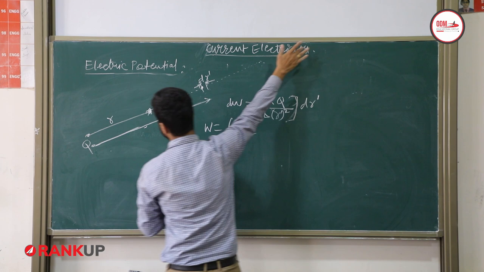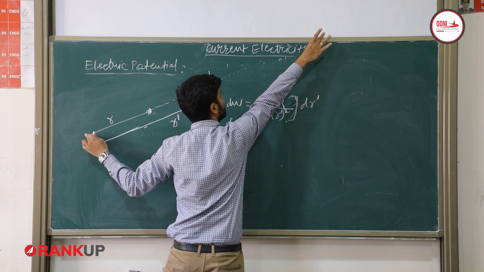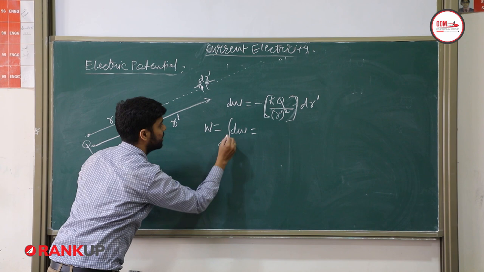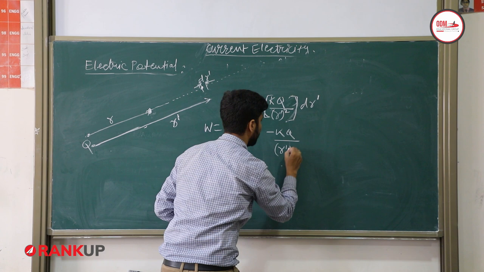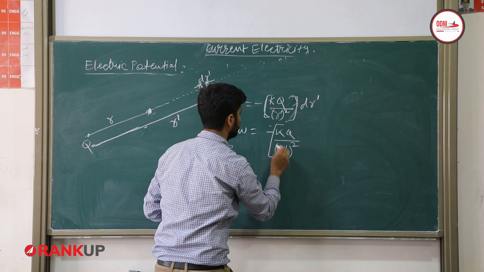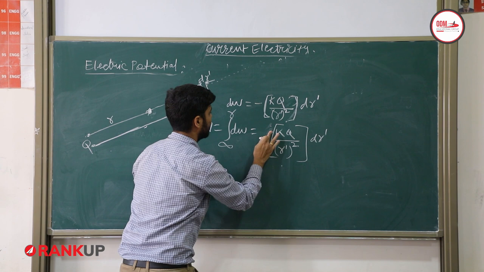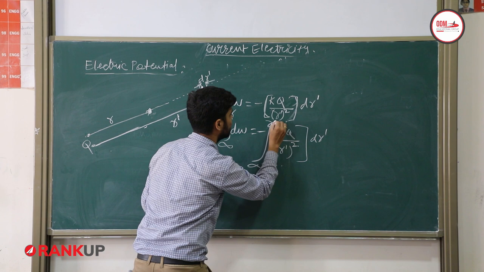So initially the unit test charge was at infinity, coming to r. So the integration will be from infinity to r. Now we'll put this dW from here. So this is equal to minus kq upon r dash square into dr dash, where the minus we take outside and do the integration, coming from infinity up to r, the distance r. Got it? Now we'll integrate it.